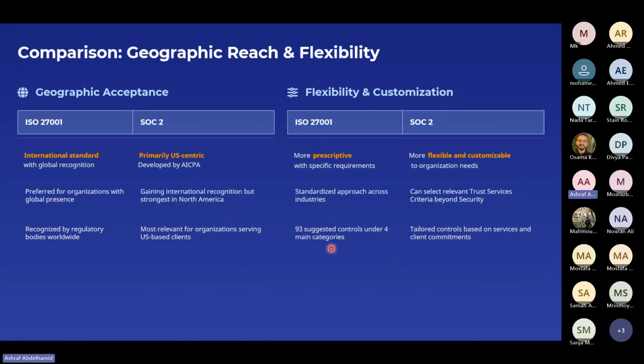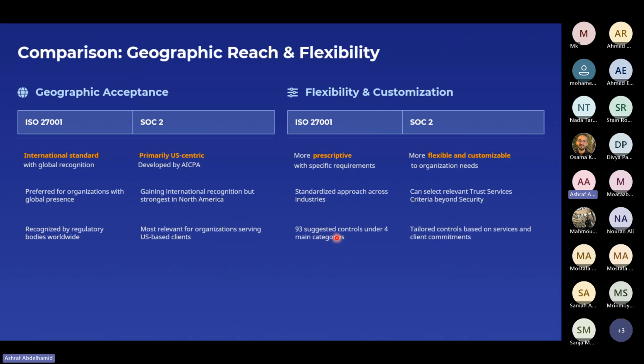Here we have a list of controls, as I was saying. In Annex A, we have 93 controls under 4 main categories. If a control is applicable to the organization, it must be implemented, or it must be planned to be implemented. This is very important, because the list of controls is controversial, whether or not it's mandatory. We agree that the list of requirements is mandatory.